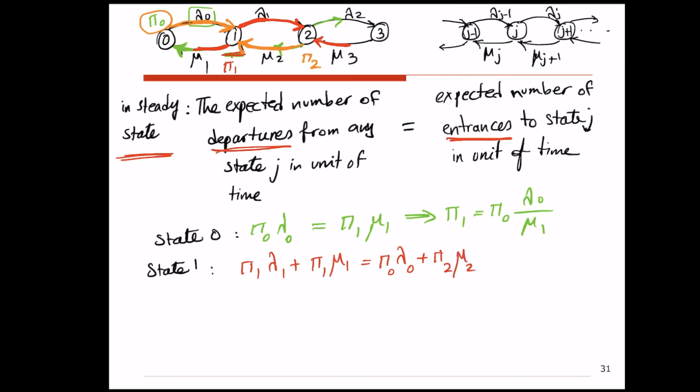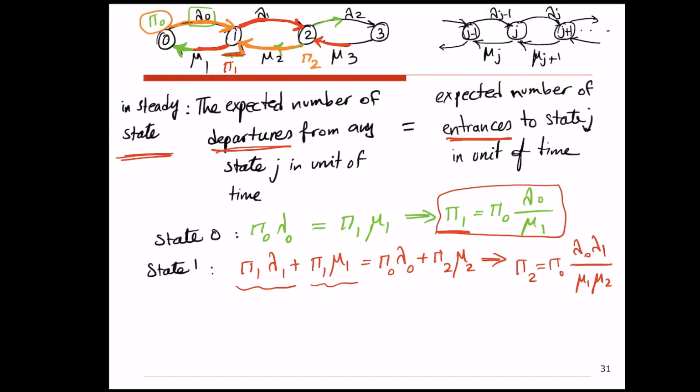Okay, so now if I already know pi 1 and put pi 1, based on this formula, in this part of the second equation, then I can find pi 2 to be equal to pi 0 lambda 0 lambda 1 over mu 1 mu 2.